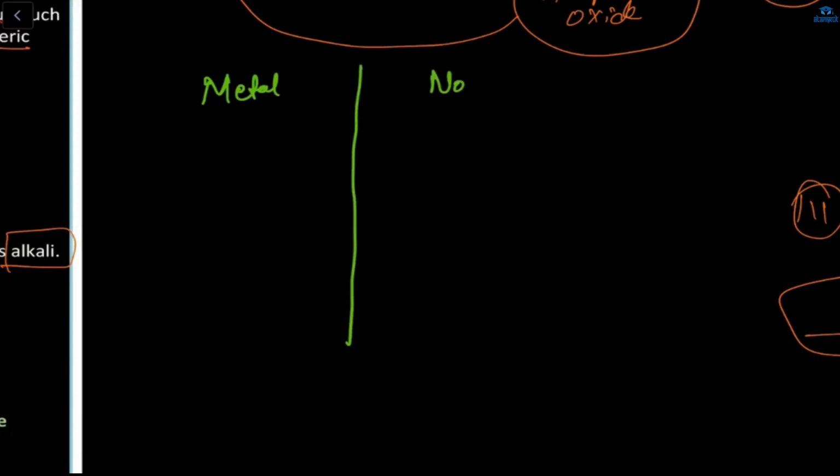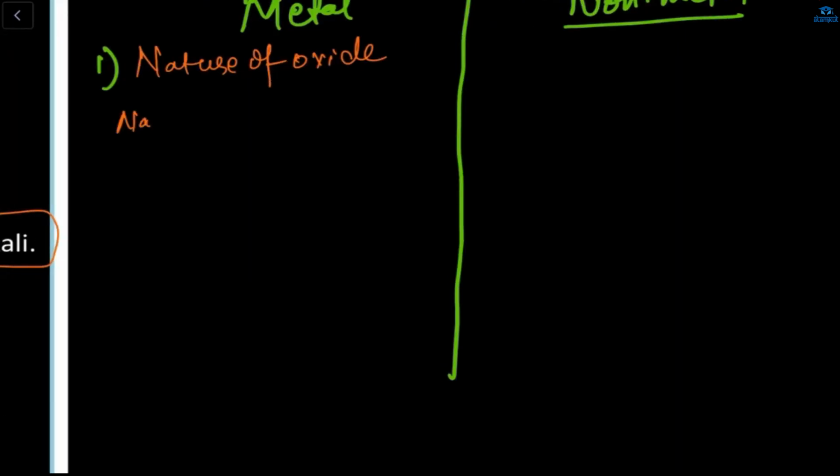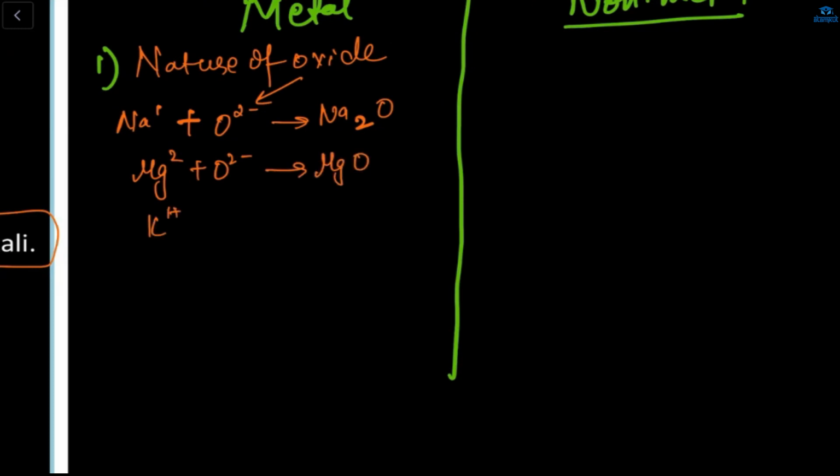Okay, metal and non-metal. One more main difference is the nature of oxide. Let's take Na. Na is a metal. Na plus and O2 minus will form Na2O. Magnesium is also a metal, so Mg2 plus and O2 minus will be MgO. K plus and O2 minus will be K2O. So all are basic in nature.